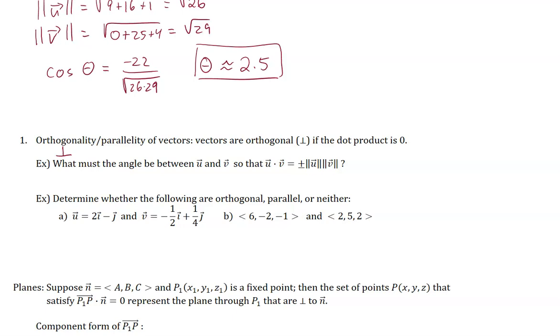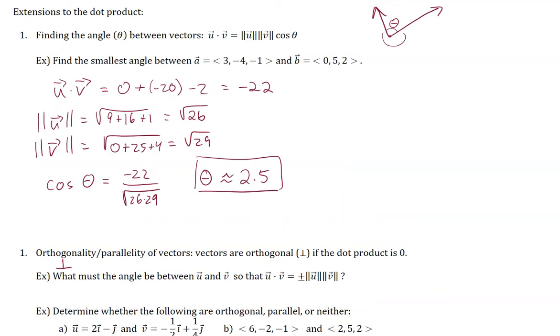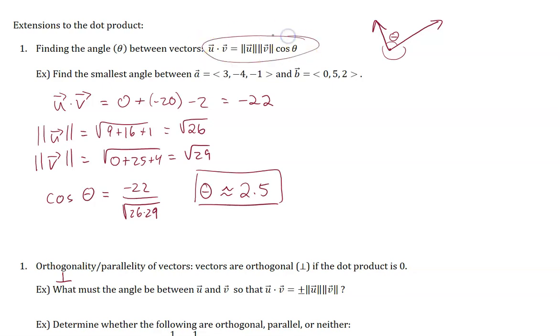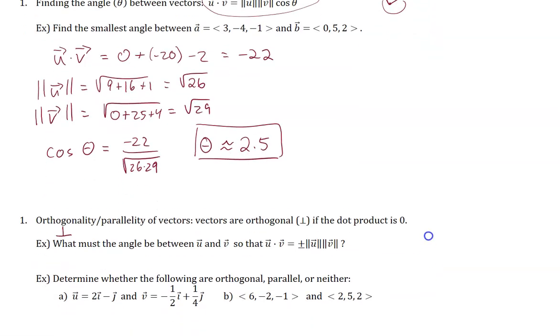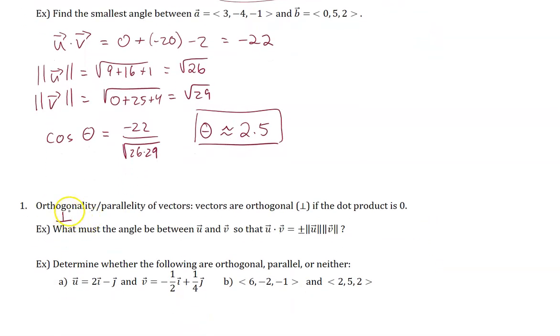And so if we think about this equation right here, if two vectors are perpendicular or orthogonal to each other, then the angle between them is pi over 2. Since cosine of pi over 2 is 0, and the magnitudes of the vectors are not 0, that means the dot product is going to be 0. So if the dot product is 0, then we know that the two vectors are orthogonal.